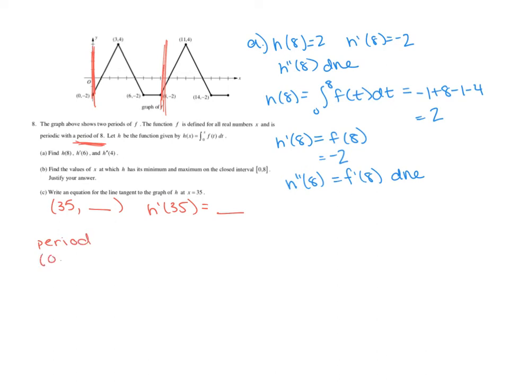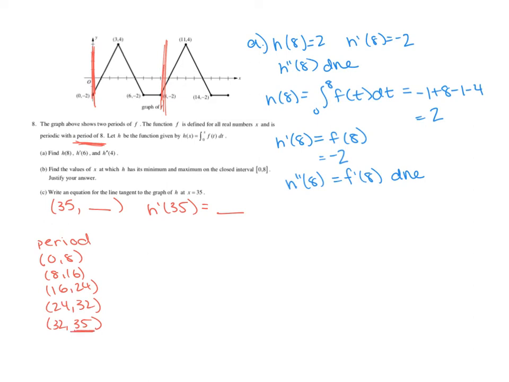So the first period goes from 0 to 8. The next goes 8 to 16, 16 to 24, 24 to 32. So I'm just going in multiples of 8, or in groupings of 8. And then the last one, we only want to go 32 to 35, even though that wouldn't be the entire period. That would only be part of it. So we have to figure out at an x value of 35, what would the y value be?